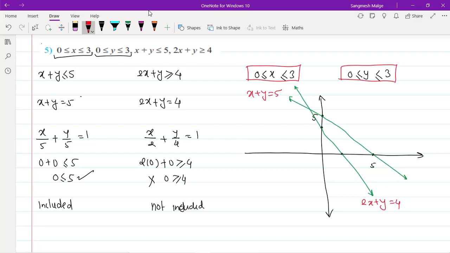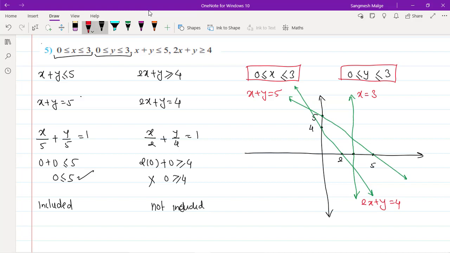Okay, 0 less than or equal to x less than or equal to 3. So plot the x equals 3 line. This is our 2 and this is our 4. Draw the x equals 3 line, which will be parallel to the y-axis. This is nothing but x equals 3.